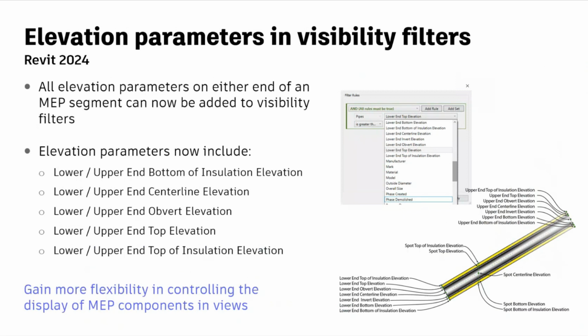In 2024 for visibility, you have access to additional elevation parameters to control the visibility of MEP components in your views. You can now use these improvements to look at the elevation parameters to help you with your documentation for, say, the installation on a sloped MEP segment. It's going to be a lot more efficient in 2024. So you're going to be able to easily and more accurately control the display of the MEP components within the new visibility filters.